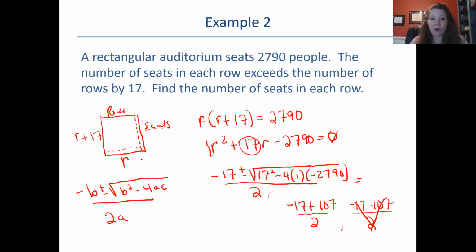Since we were solving for r, it looks like we have 45 rows, and 17 more seats than rows. So 45 plus 17 is 62. The number of seats is 62. Before you put that in HOTS, double check it by multiplying 62 times 45, and we want to make sure that equals 2,790, and it does. So the answer is 62 seats.